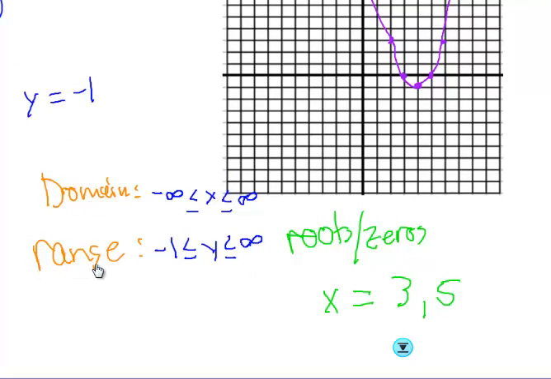So your domain is your x's, negative infinity to positive infinity. Your range is your minimum or maximum, depending on the direction. So since we have a minimum, it's at negative 1, so y goes from negative 1 to positive infinity. If it was opening down, it'd be a little different. All right, but the only two real new things with this video are the domain and range, but then solving it is here because those are our roots or zeros. That's where our graph crosses the x-axis.